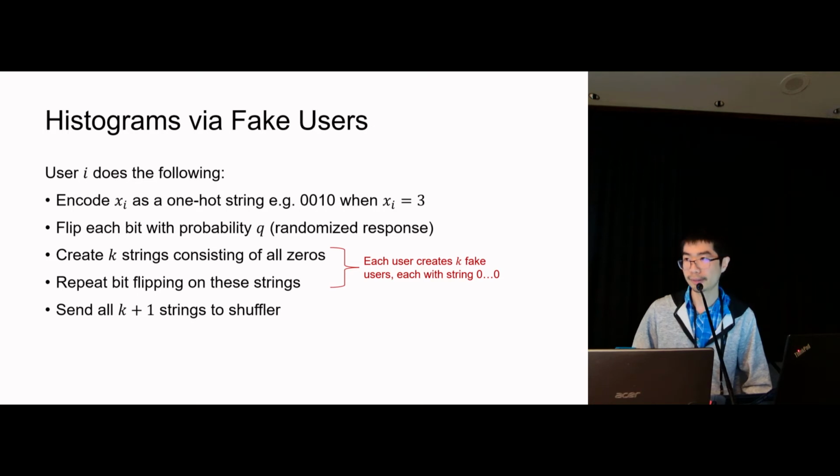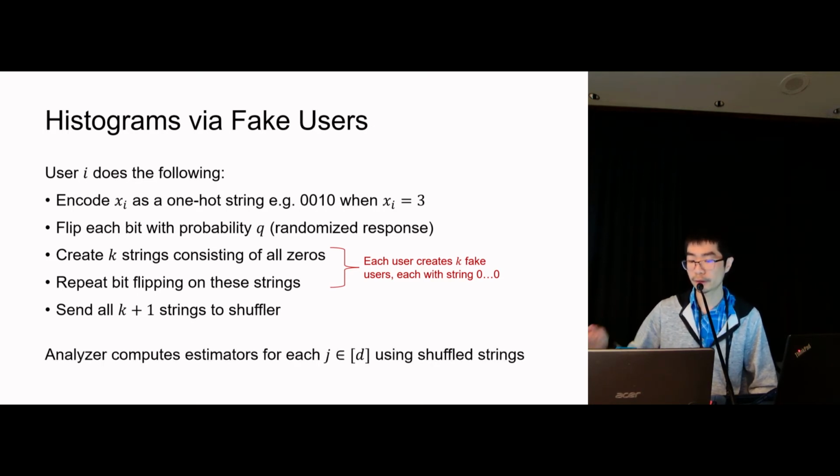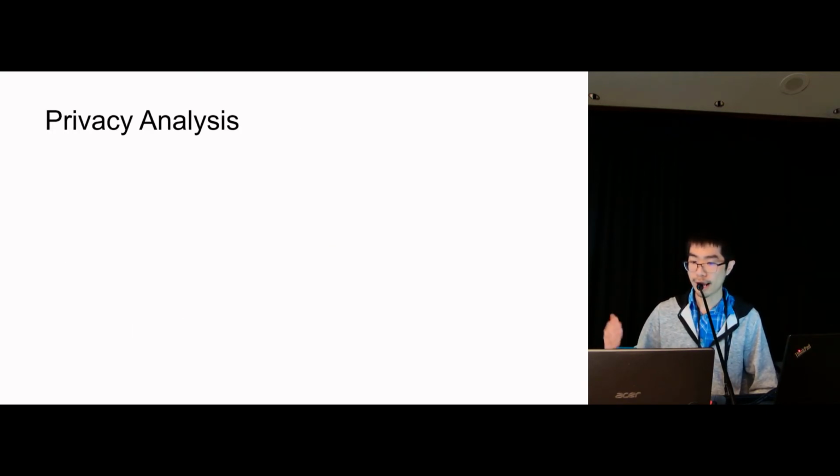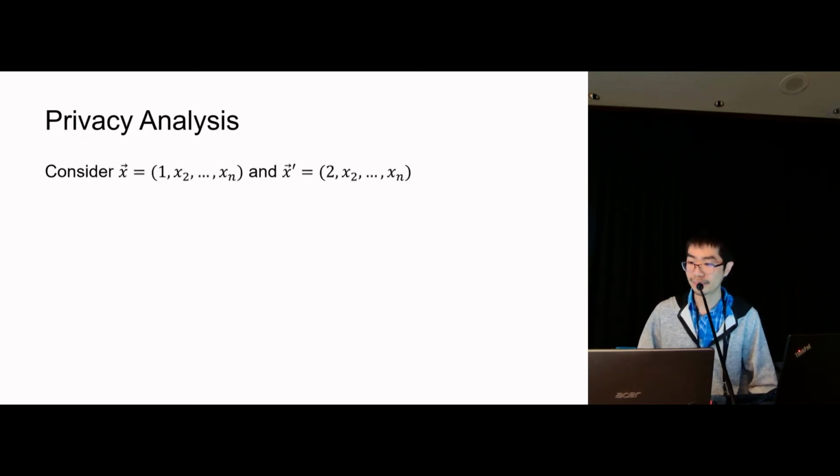Right, and we send all of these strings to the shuffler, who then sends it on to the analyzer, who then computes some estimate based on this set of strings. So it's a somewhat straightforward protocol, but how do we choose parameters for privacy? Why is it private? Well, without loss of generality, let's look at 2 neighboring inputs. In one input, I have a 1, in the other input, I have a 2, and everybody else is the same in both data sets.